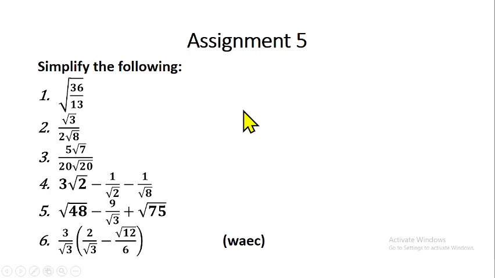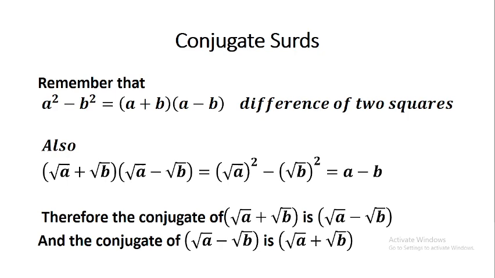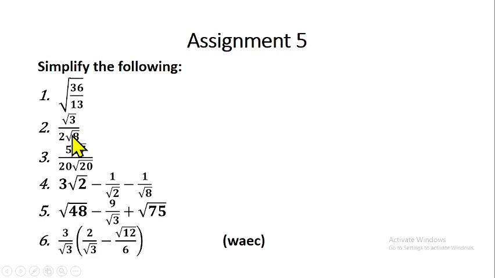Okay, the next agenda is how to find the conjugate of surds. Conjugate of surds. Then what brought about the conjugate of surds? It is still the division of surds that brought about conjugate of surds. I will tell you why. Let's say I have this surd, root 3 over 2 root 8, then in the denominator, now I have plus 5. I have root 3 over 2 root 8 plus 5. The denominator is now having 2 root 8 plus 5.